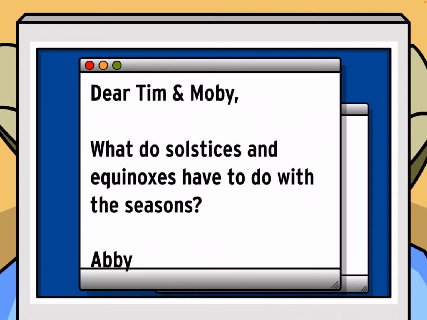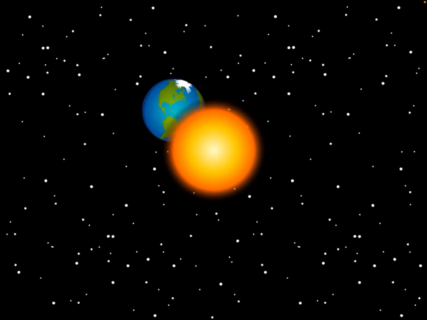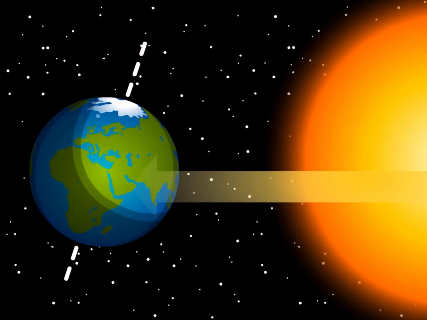Dear Tim and Moby, what do solstices and equinoxes have to do with the seasons? From Abby. The 4 seasons are caused by the tilt of the Earth as the planet orbits the sun. This tilt makes sunlight hit the northern and southern hemispheres at different angles during Earth's year-long journey around the sun, causing the changes in temperature and amount of daylight that define the seasons.